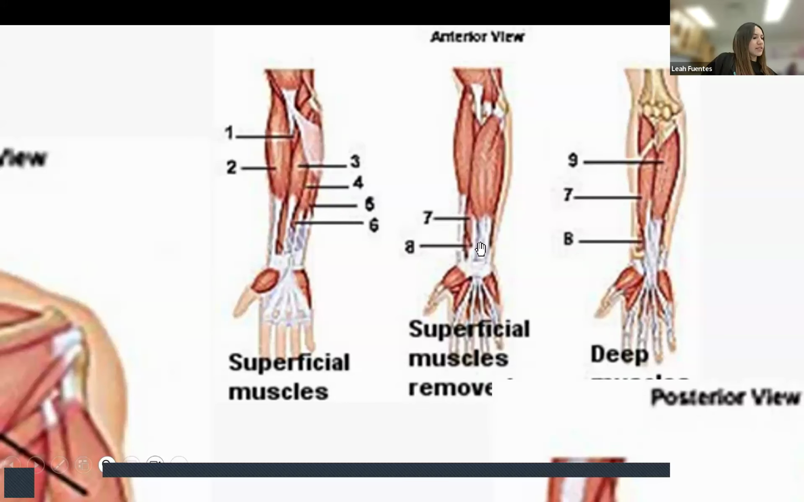Okay, and then let's see what else we have over here. 7 and 8, again, these are the same muscles that we named earlier. So again, this would be the pronator quadratus and then the flexor pollicis longus, just a different view.